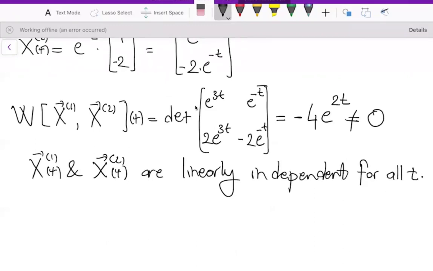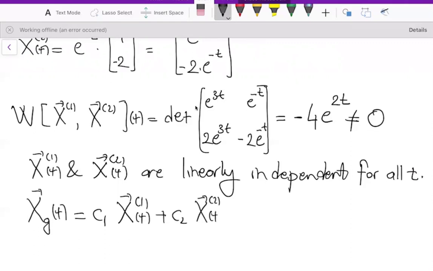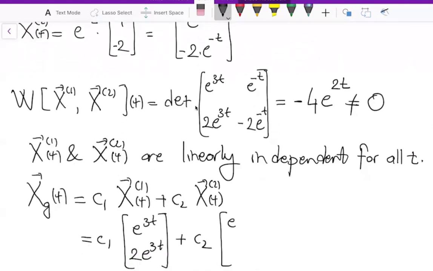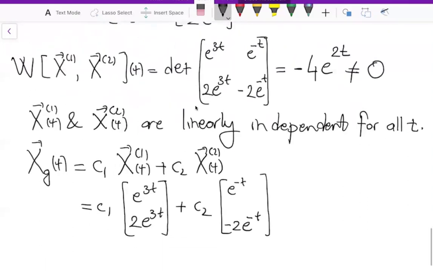Okay, and so that means I can use them to write my general solution, which is going to be C1 times e to the 3t, 2 e to the 3t, plus C2 times e to the minus t, minus 2 e to the minus t. So we have now written those.